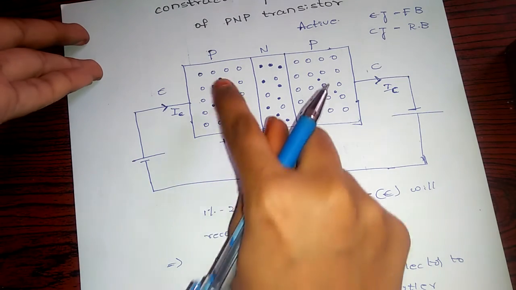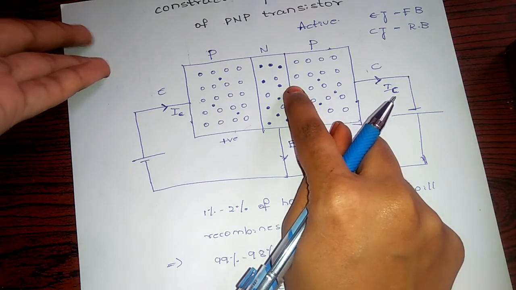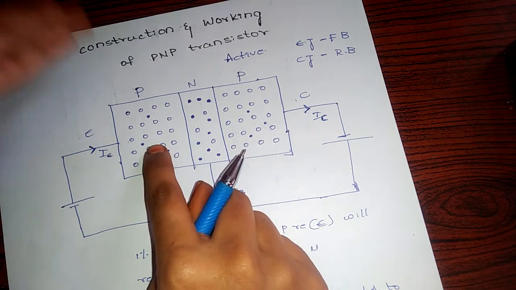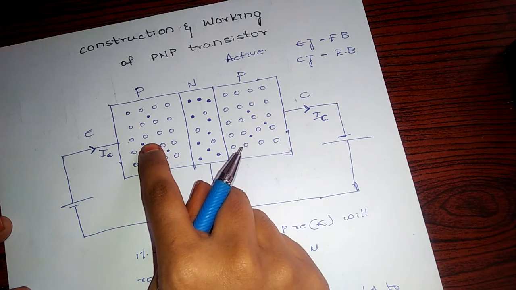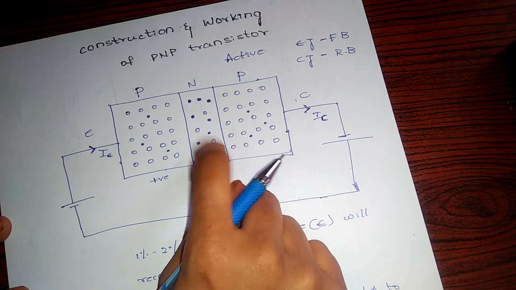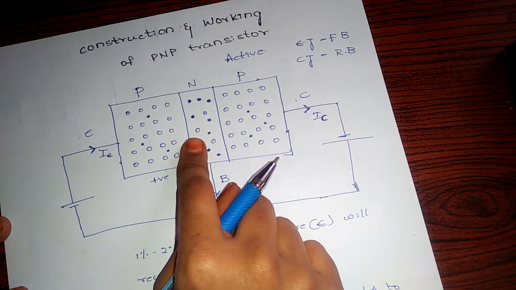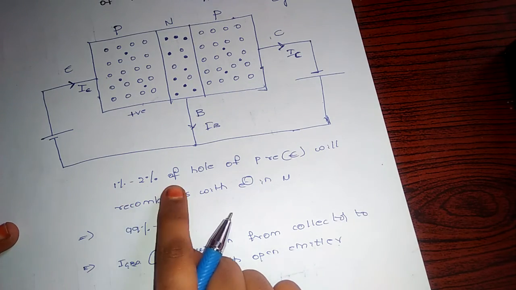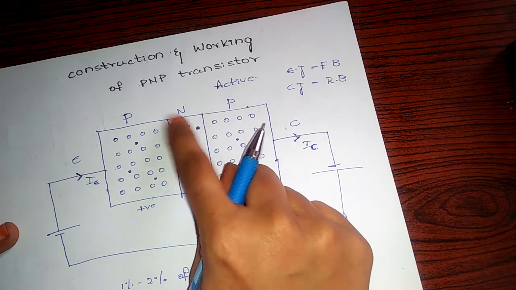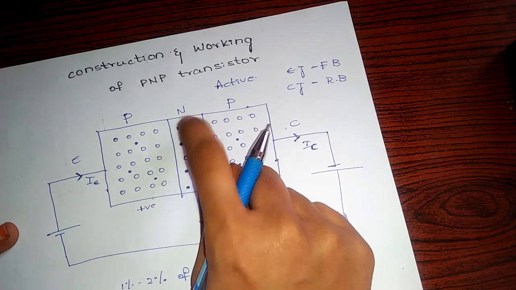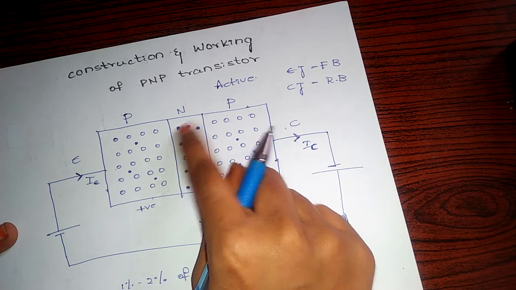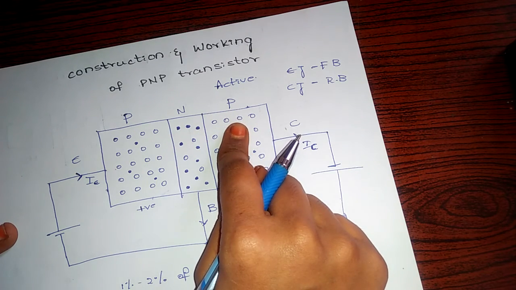So this is about the working, where if you give the forward bias here, the holes tend to move towards the base. The current that it is having is IE, moving towards the collector via base, and in the base region recombination will take place for 1 to 2%, as it has electrons and holes here. So recombination will happen. After the recombination, the holes will enter into the collector current.